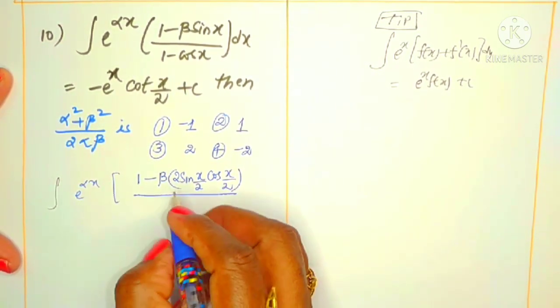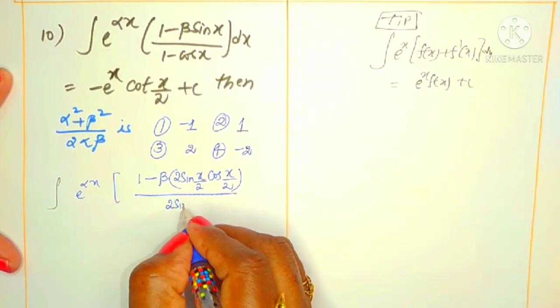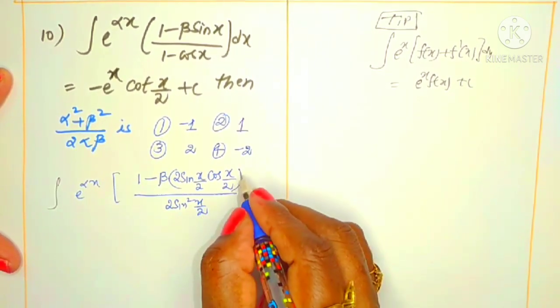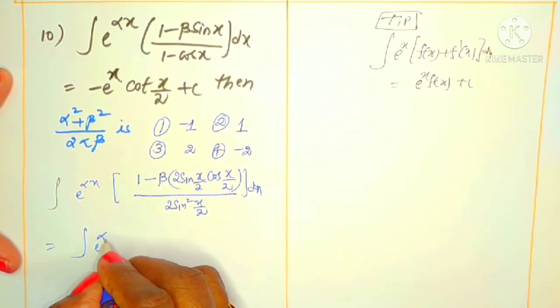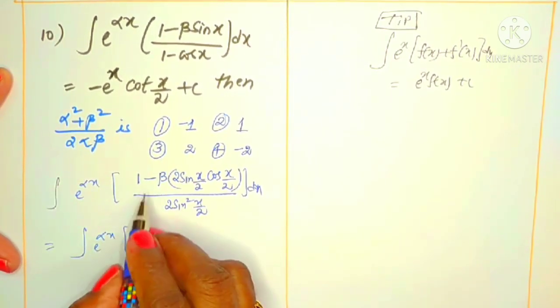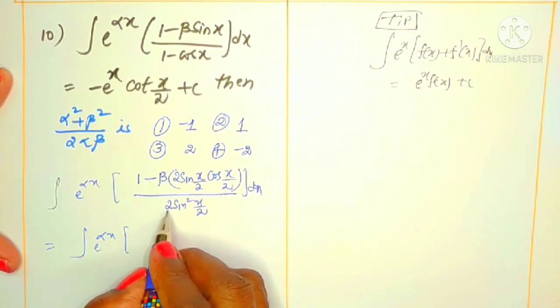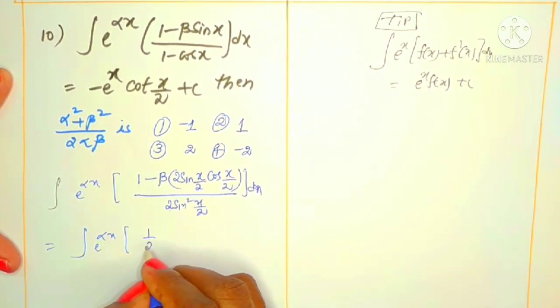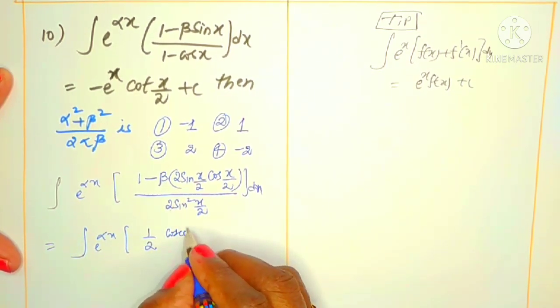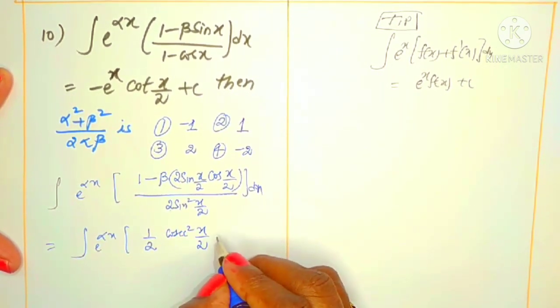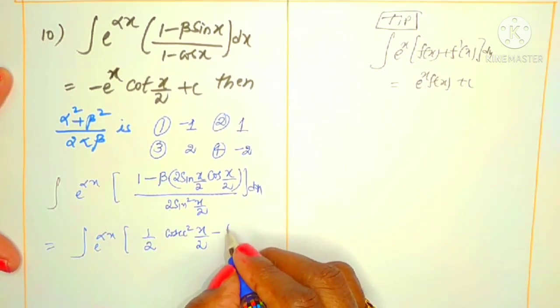What is the formula for 1 minus cos x? 2 sin square x by 2. Okay, right. So now the integral of e power alpha x, by taking the separation of the first term to the second term, 1 by 2 sin square x by 2. That is 1 by 2 of 1 by sin, means what? Cosecant square x by 2, with minus beta.